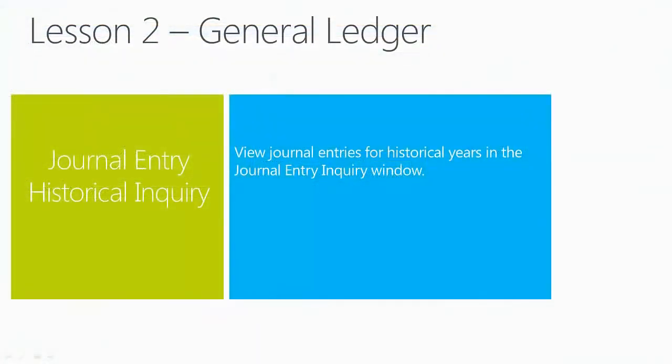Lesson 2 for General Ledger. In this lesson, we'll look at the changes to the Journal Entry Historical Inquiry. Currently, in the Journal Entry Inquiry window, you are only able to view journal entries for the current open years. Now you'll have options in the same window to view journal entries for historical years. Let's go ahead and take a look at this new feature in Microsoft Dynamics GP 2013.